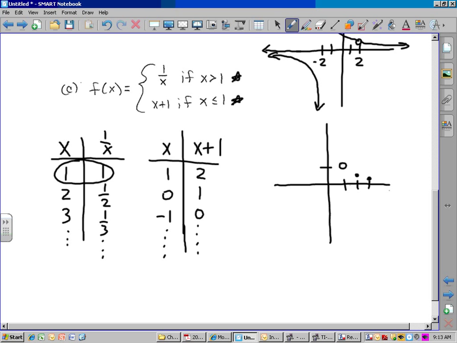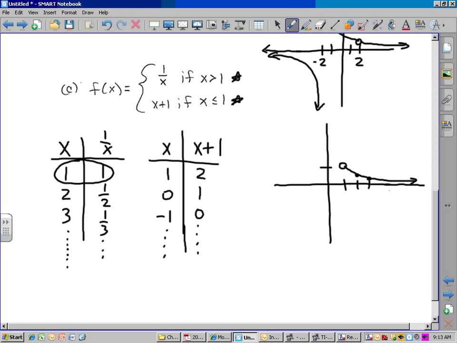3, 1/3. So what's going to happen is it's going to keep getting closer and closer to that axis. It will never go below it, though. Think about it. If I plug in a larger and larger number, say like 1,000,000, 1 divided by 1,000,000 is a positive number, but it is tiny. 1/1,000,000 is like 0.0 whatever. It's a very, very small decimal. It will get closer and closer to the x-axis, but never touch or go below.